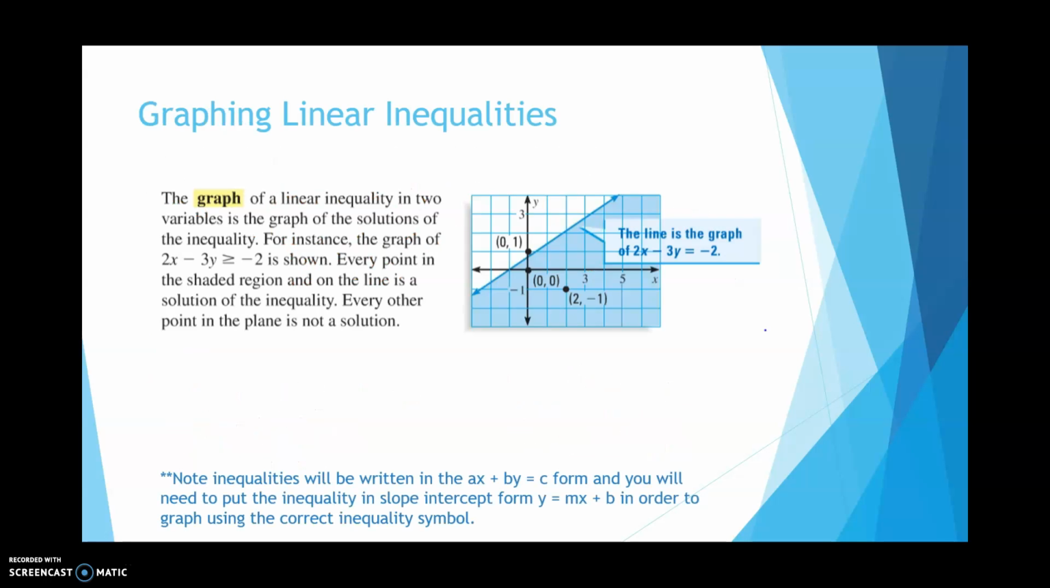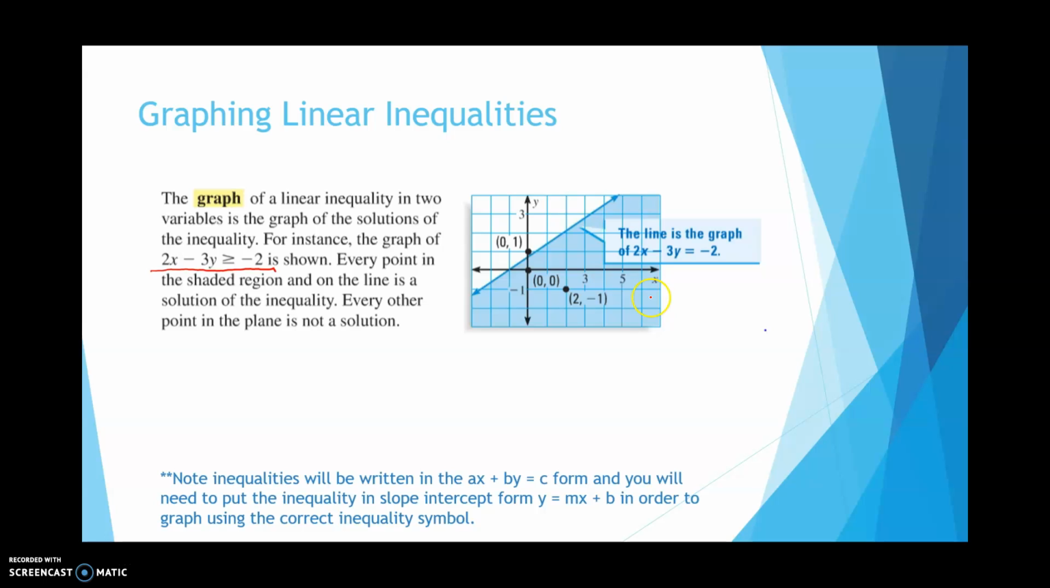All right, so I need you to write this down. Graphing linear inequalities. So we looked at some solutions with inequalities in the previous slide. For this one, it's going to now get into graphing. So the graph of a linear inequality in two variables is the graph of the solutions of the inequality. So what that means is the graph of 2x minus 3y is greater than or equal to -2 is shown here off to the right. Every point in the shaded region and on the line is a solution of the inequality. Every other point on the plane is not a solution.